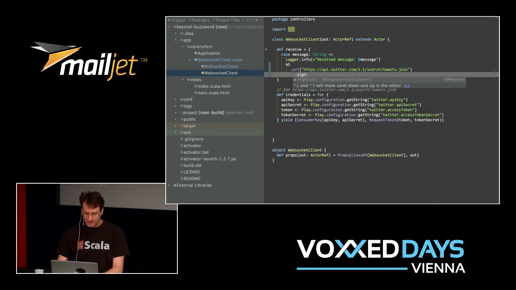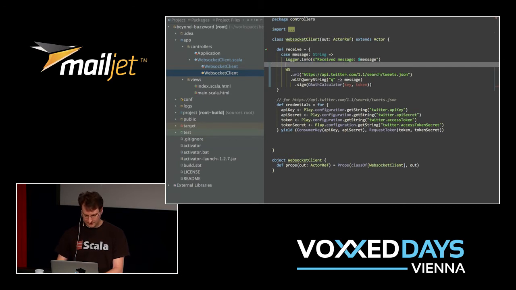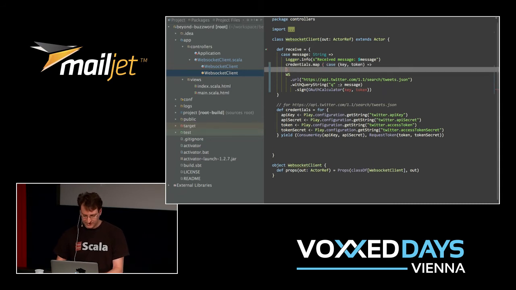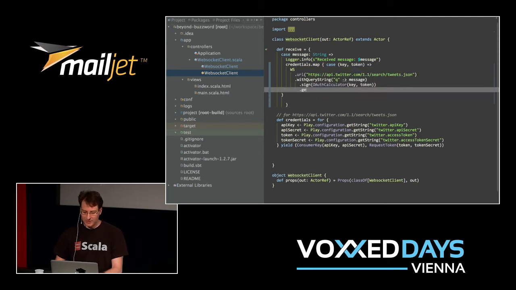So I'm going to sign my, no, before I sign, I will say, as a query parameter, I'm passing in whatever message I receive so I can filter with that message. Then I'm going to sign my request. I'm using an OAuth calculator that the Play framework gives me, and then I need a key and a token, and these I will import from the credentials I have here. So I just say in case of a key and a token, I want to use these, and so I take all of this, I move it up, and there I go, and then I do a GET request, okay?